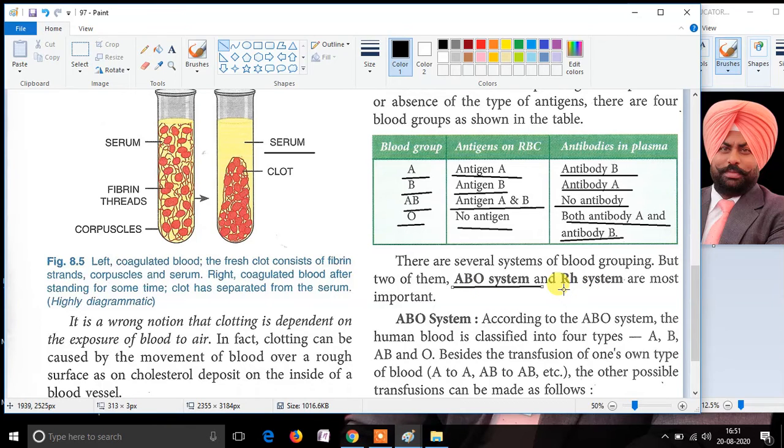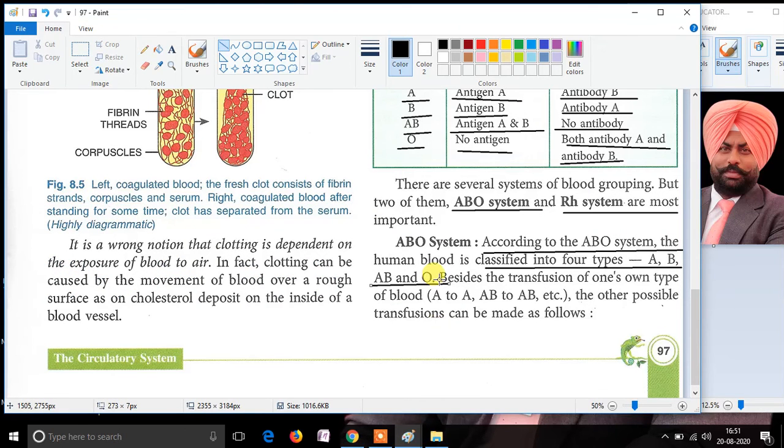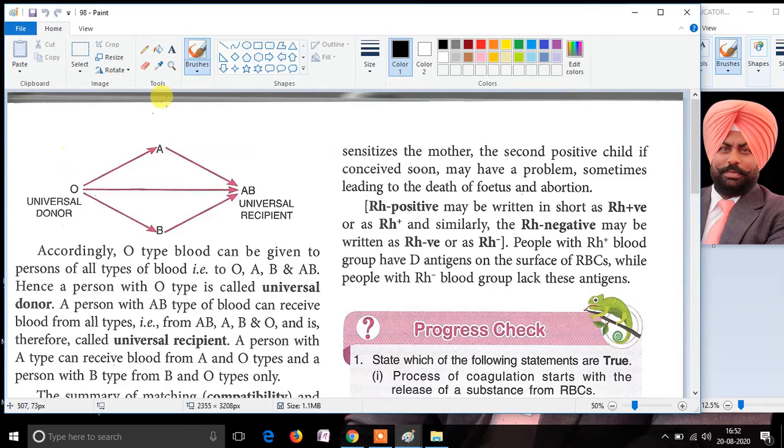Another factor which is countable here is the Rh system. This is also very important. According to the ABO system, which we have read right now, we have already studied that there are four types of blood groups: blood group A, blood group B, blood group AB and blood group O, having specific types of antigens in them. And the second factor is the Rh factor, which means Rh positive or Rh negative. This Rh positive and Rh negative factor will be studied later on in this video.